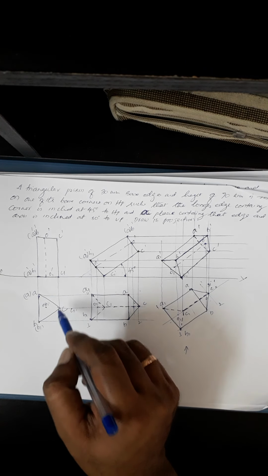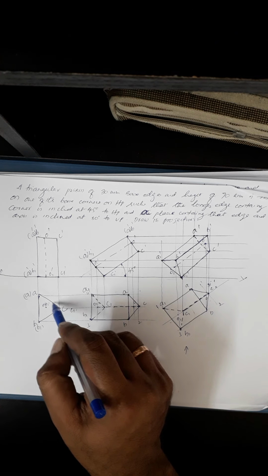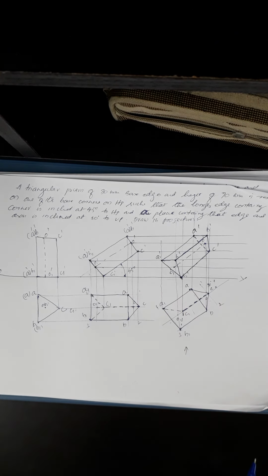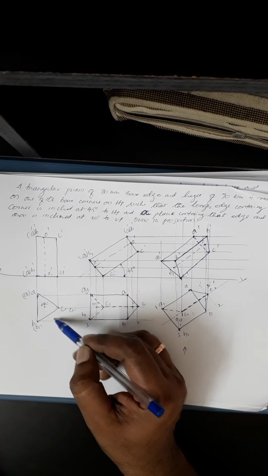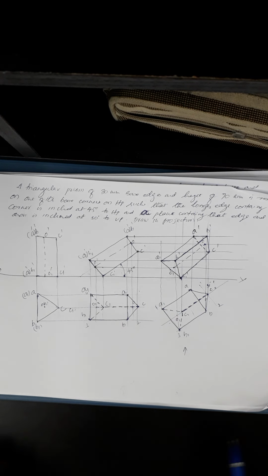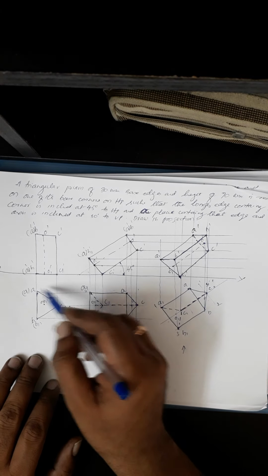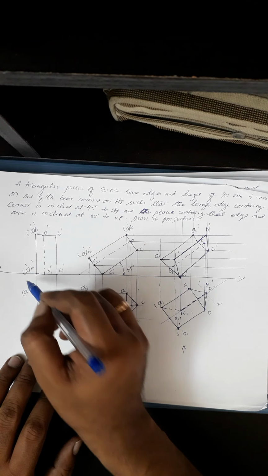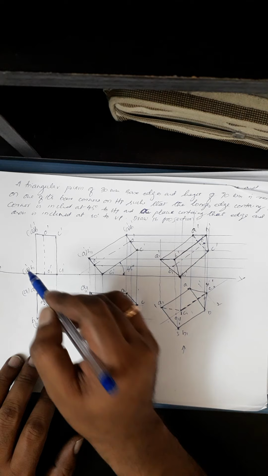Okay, so the edges containing that corner should make equal inclination with the vertical line. In that way I have to draw, not with some other inclination. So they should be equally inclined to a vertical line. So this is the problem position. So I'll draw this position: abc, a1 b1 c1. I'll project this to a height equal to 70 mm. Then a dash, b dash, c dash, a1 dash, b1 dash, c1 dash.